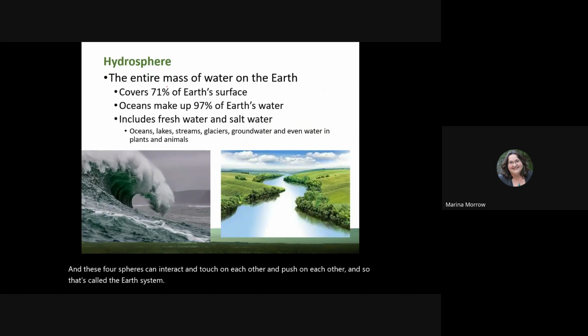So the hydrosphere is the entire mass of water on the Earth. Water does cover around 71% of the Earth's surface. The oceans have about 97% of water, which means it's salty water. 97% of all the water on Earth. And so the hydrosphere includes both the freshwater and the saltwater. So there are oceans, lakes, streams, glaciers, frozen water, groundwater, and even water in the plants and the animals. So you yourself are part of the hydrosphere.